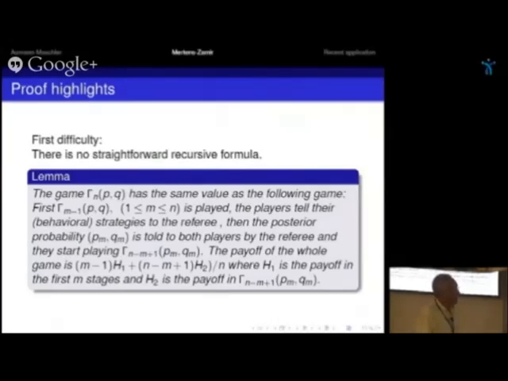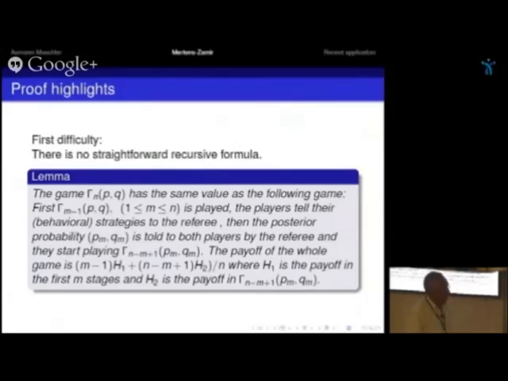We had this lemma. What does this lemma say? That the game gamma n pq has the same value as the following game. First, we play m stages, okay? Then the players tell their behavior strategy to the referee. Then the posterior probability PM, QM is told to both players, and they start playing this game. In other words, this becomes the beginning of a new game, but with these values. So it is as if a new game is starting.